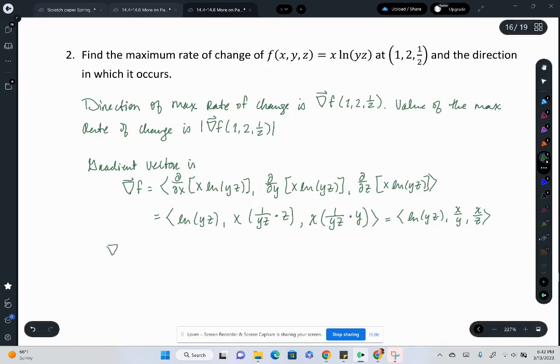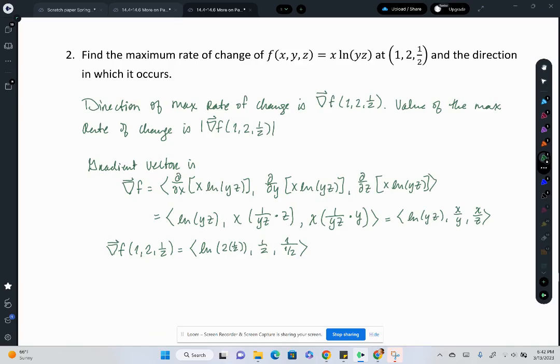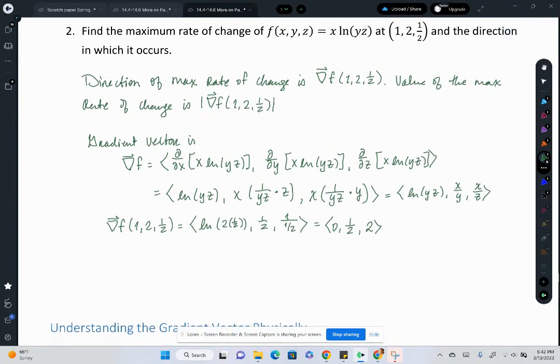Now we want the gradient vector evaluated at the point (1, 2, 1/2). So we're going to plug those values in for x, y, and z. Our first component, ln(yz), is ln of 2 times 1/2. x over y is 1 over 2. x over z is 1 over 1/2. Don't leave things like this because this simplifies a lot. 2 times 1/2 is 1, and ln of 1 is 0. The 1/2 stays as it is. 1 over 1/2 is 2. There's our gradient vector. This is the direction of the max rate of change.